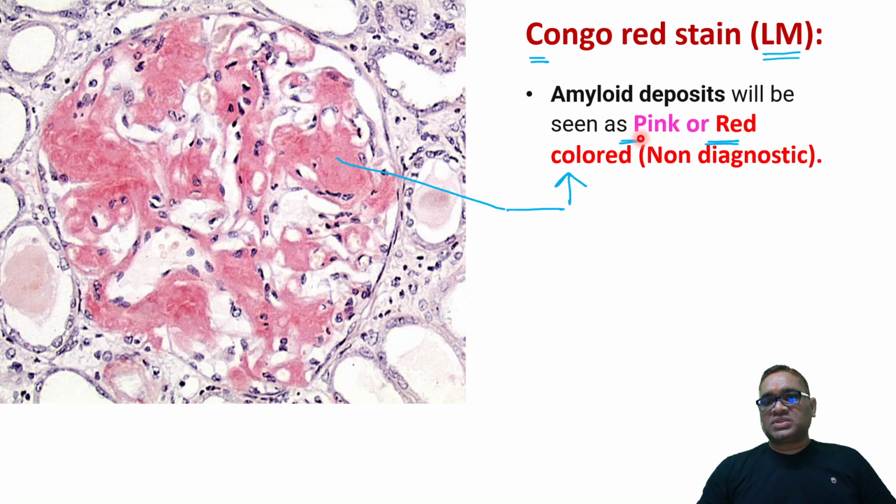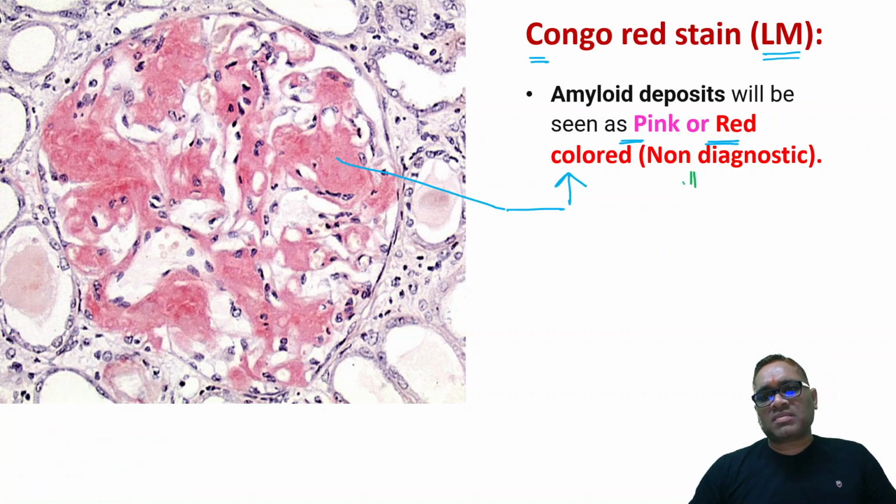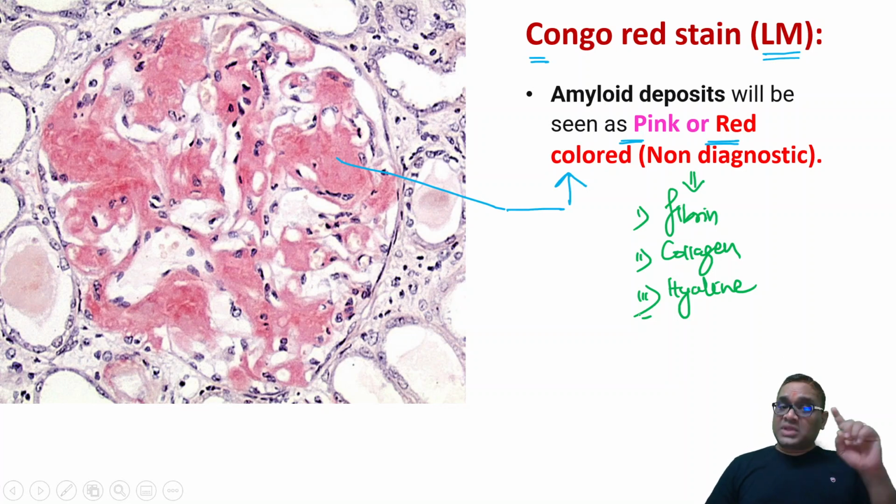So amyloid deposit will be pink or red in color, but it is non-diagnostic. Why is it non-diagnostic? Because pink red colored substances can be fibrin also, it can be collagen also, it can be hyaline substances also. So these are some of the differentials for amyloid on Congo red staining with light microscopy. So it is not confirmatory.